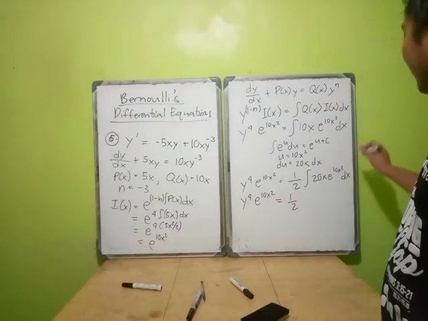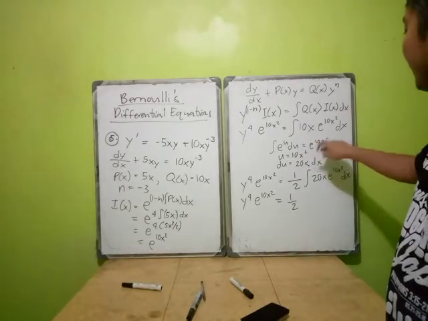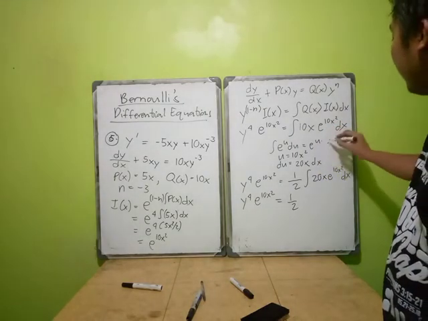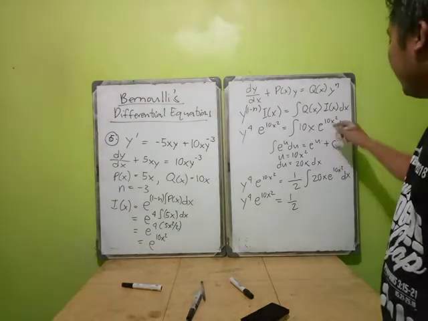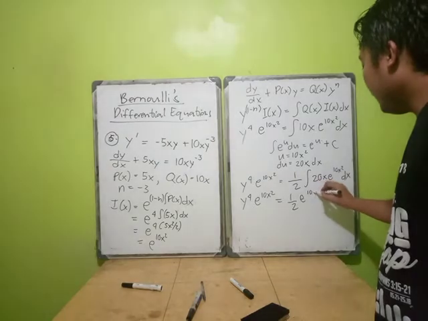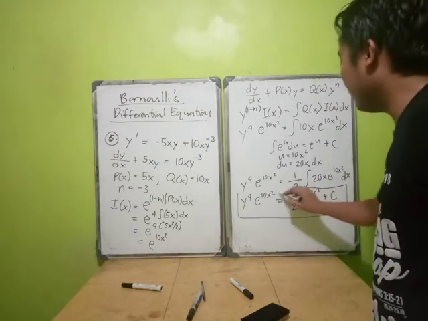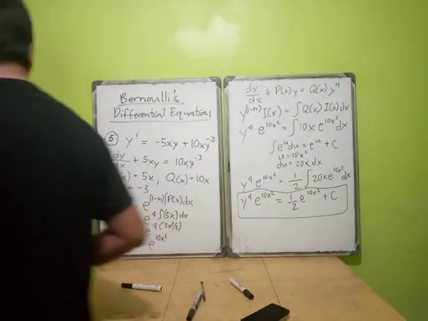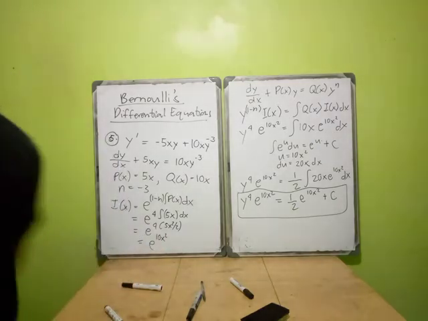So, ang whole expression na to, magiging e to the u na siya. In which e to the power of u, okay, e to the power of u is e to the 10x squared. So, e to the 10x squared plus c. So, this is already an acceptable answer. So, this is your solution to this problem. Okay? So, babalik lang ako ng konti.